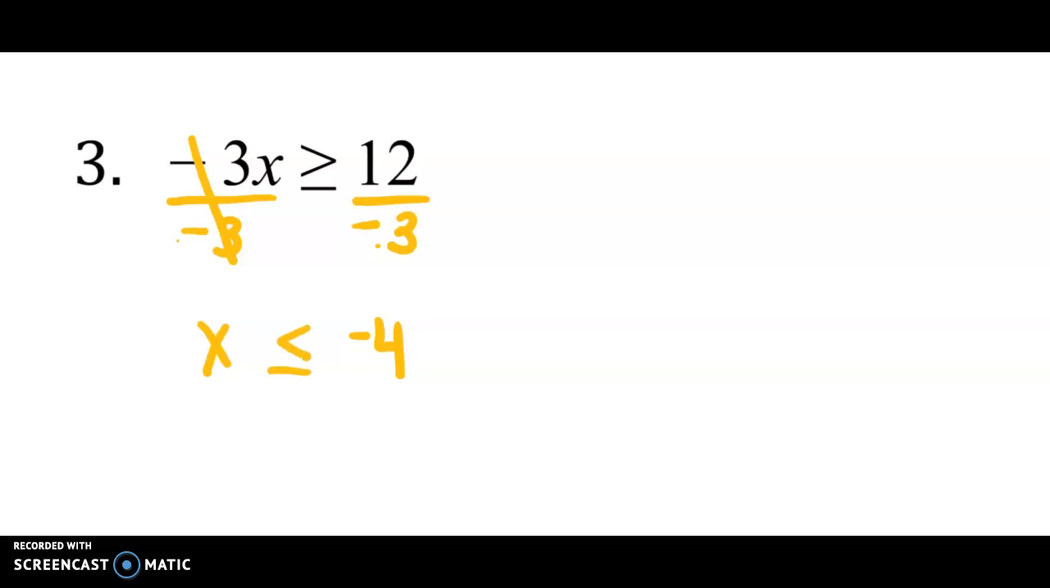A good strategy would be, if you notice that there's a negative on the number you're going to multiply or divide by, go ahead and highlight your inequality symbol. That means you're going to have to flip it, so it helps you remember later.